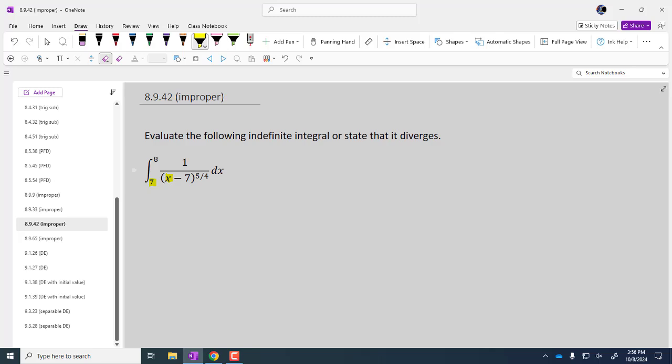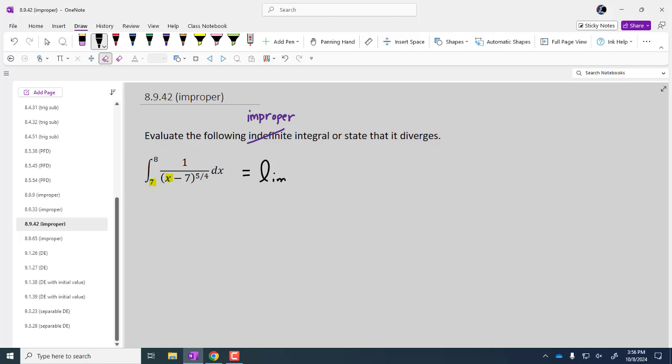The board says evaluate the following indefinite integral. Am I insane or is that definite? Like improper? That should say improper. Thank you. Good catch. That should say improper. So it's not definite. It's also not indefinite. So yeah, that is improper.